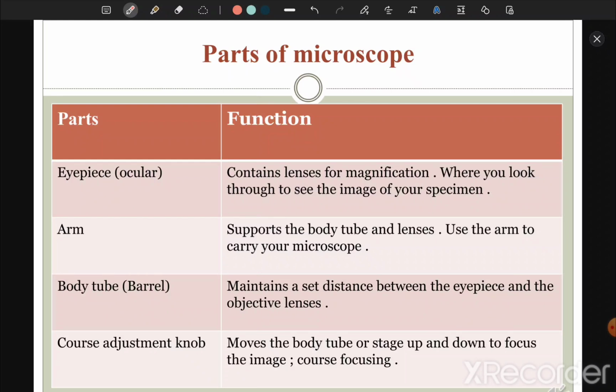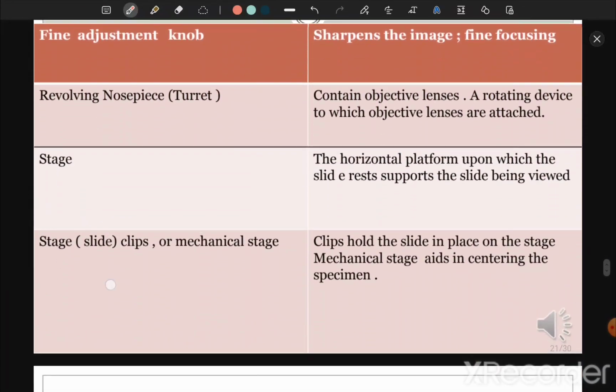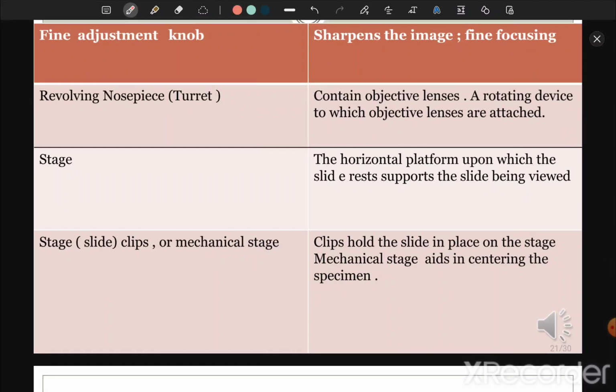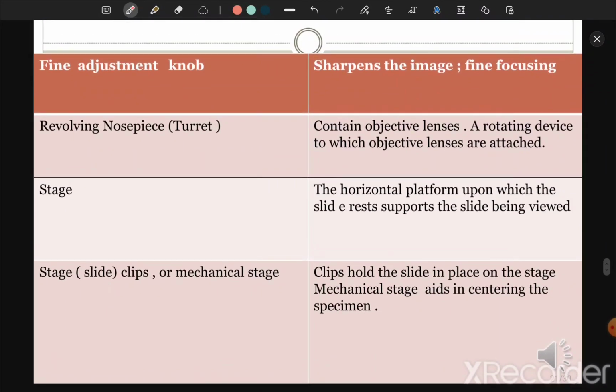The coarse adjustment knob, as we mentioned, moves the body tube or the stage up and down. The fine adjustment knob sharpens the image or focuses the image if it was blurring to your eye. We have the revolving nose piece, which contains the objective lenses. It is a rotating device with four types of lenses. And we have the stage, of course, in which the glass slide is fitted. And we have the clips on the mechanical stage that hold the slide in place during the examination.